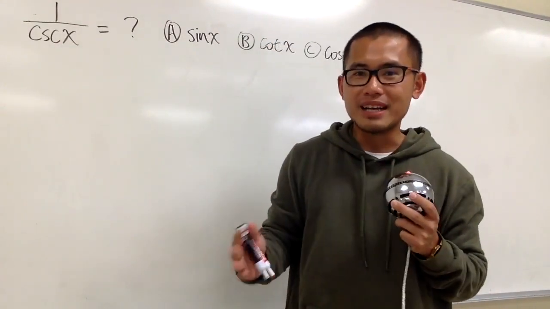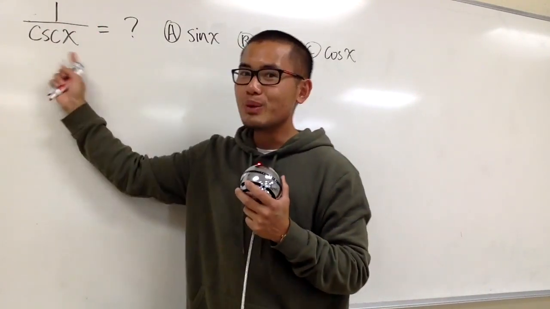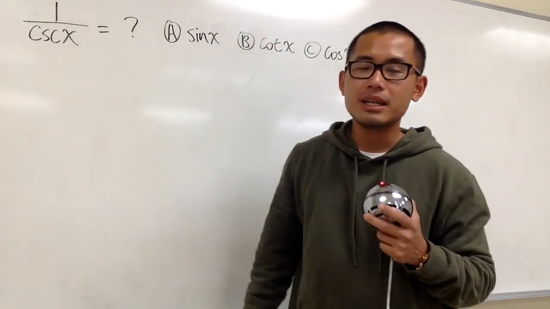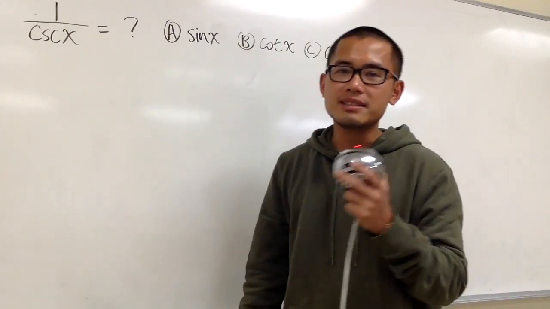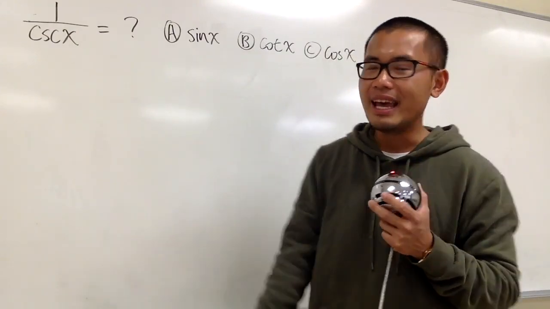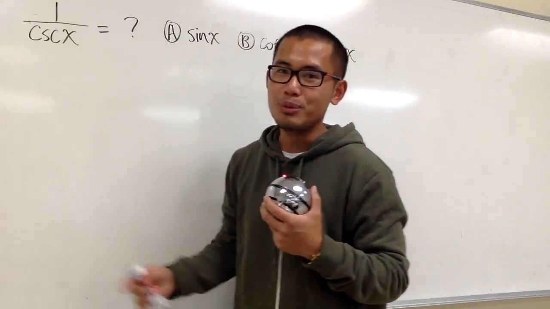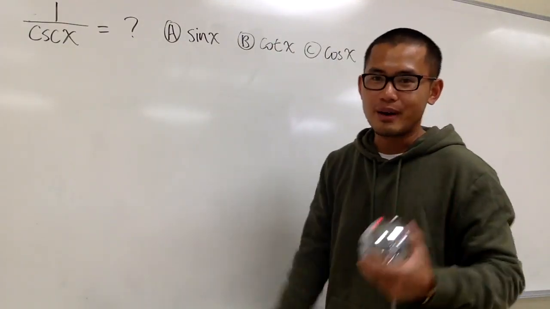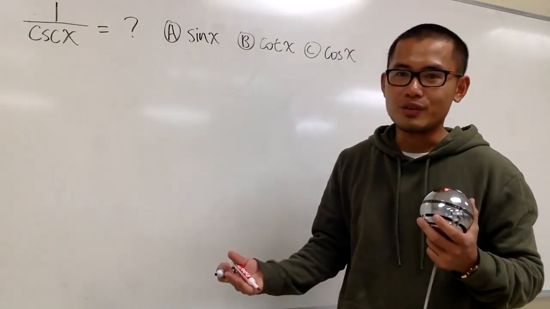And if you notice the identity right away, you know this is equal to sine x, right? Because you know cosecant x is the same as 1 over sine x. And 1 over cosecant x will be just sine x. You're done, all right? But I will also show you guys some work for this.